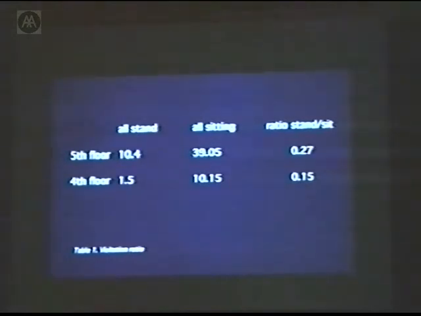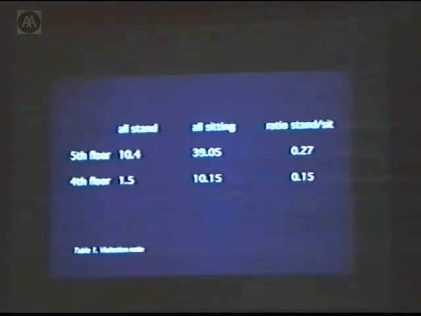Two other differences on the fourth and fifth floors, which are actually quite interesting, even though numbers make it boring. The numbers of seated and standing people. 10 people standing per observation round, 40 people sitting per observation round. The ratio of the two is 0.27. 27% of people are standing. On the fourth floor, only 15% of people are standing. The numbers are much lower, but it's a much more sedentary floor.